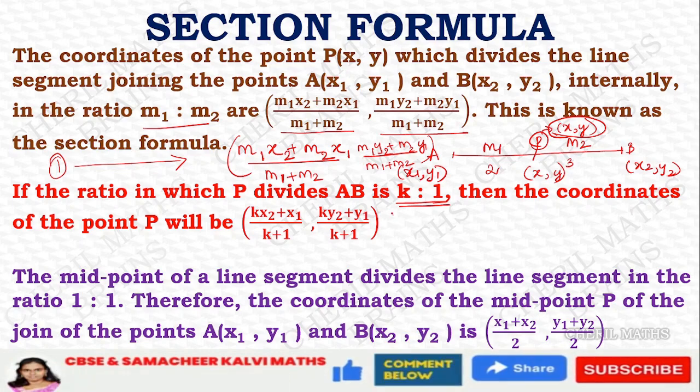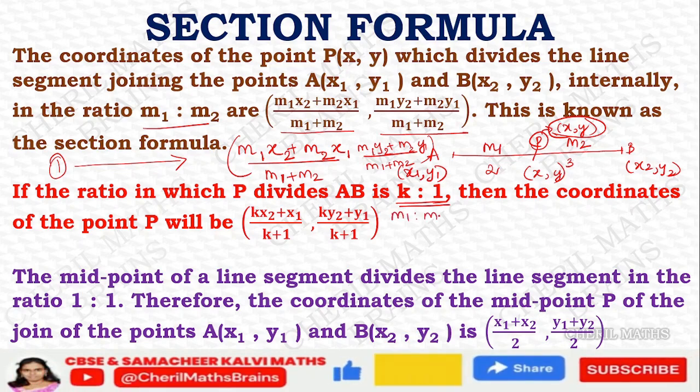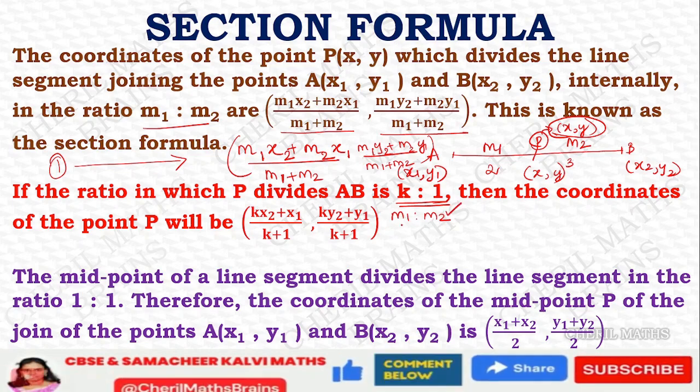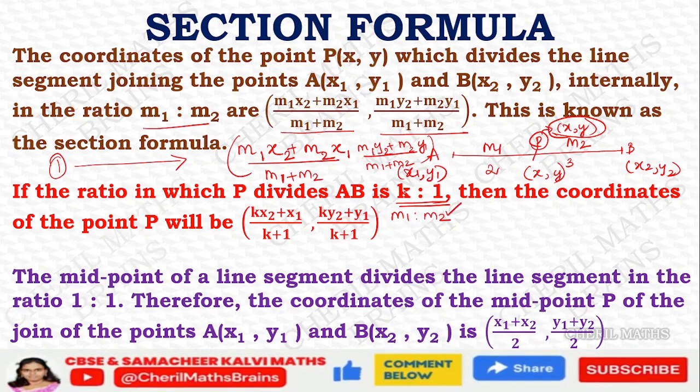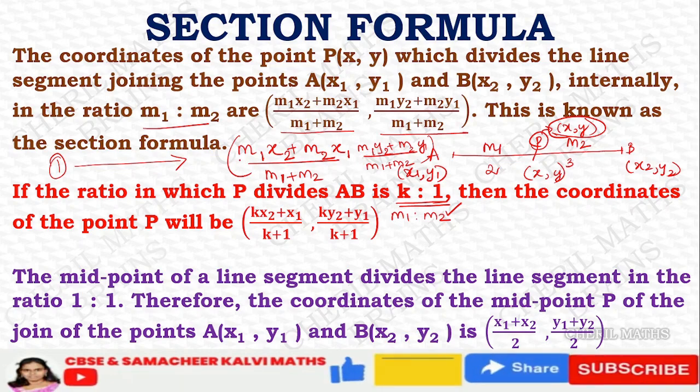K is to 1 means what? This is nothing but m1 is to m2. That means they have given the value of m2 as 1 and the m1 value as k. So just substitute in the same thing.